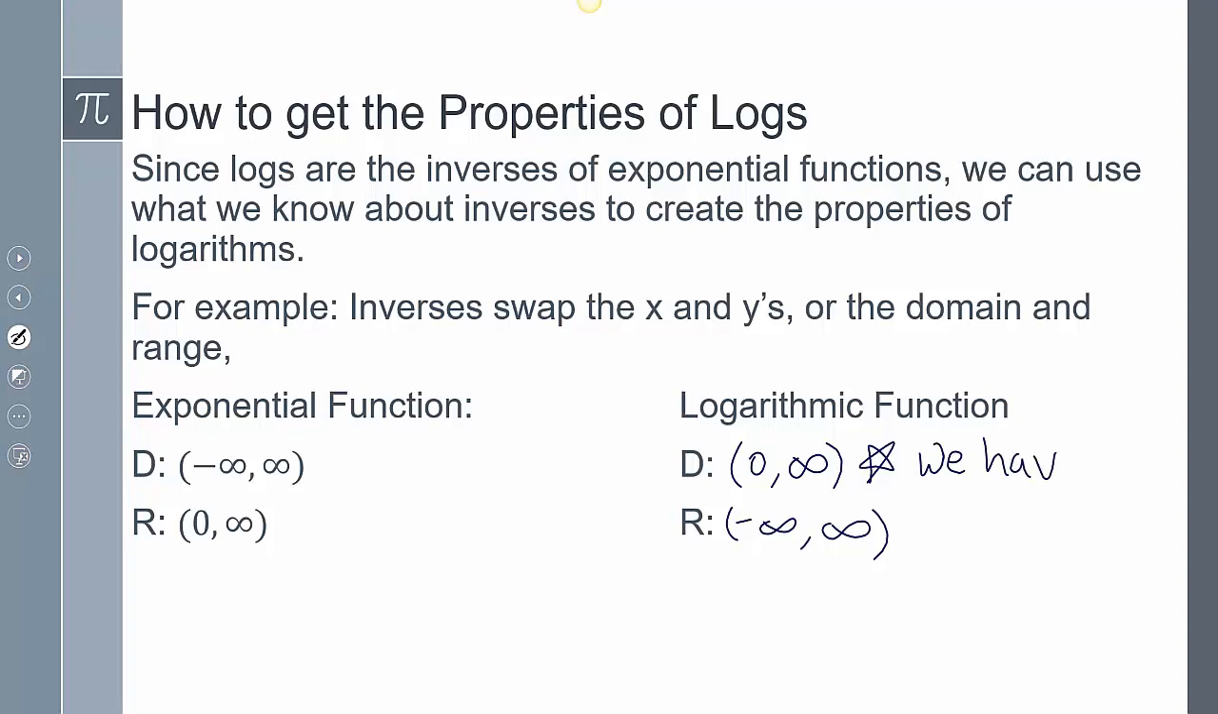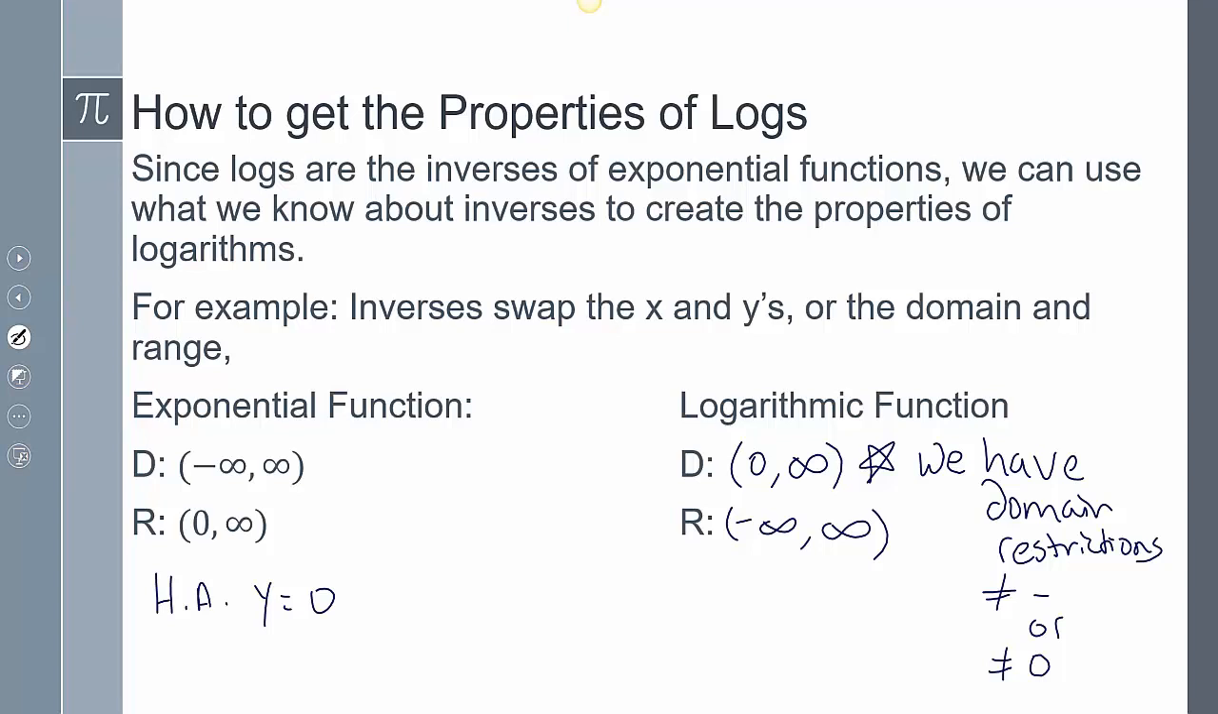Now this is crucial, and we're going to examine this later, but that means with a log, we have domain restrictions. We're going to talk about what those domain restrictions are in the future. But essentially, we can't have a negative number or 0. So they can't be negative, or it can't be 0. So that's something to be aware of. Now the other thing is, if you remember, we have a horizontal asymptote at y equals 0.